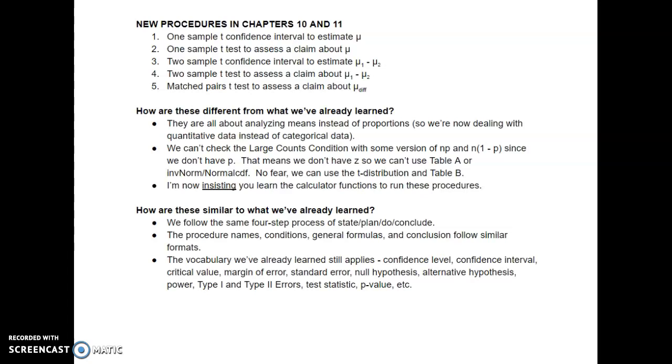So what is the same, what is similar to what we've already done? These wonderfully long problems where we have to go through state, plan, do, conclude, and generally procedure names, again slightly just changing from z's to t's, and from p's to mu's, otherwise they are the same. Same basics of the formula. Confidence interval is still estimate plus or minus margin of error. And then the conclusion, same formats, again just swapping out proportion and replacing it with mean instead. And then all that good vocabulary that we learned early on still applies. You are still responsible for it.